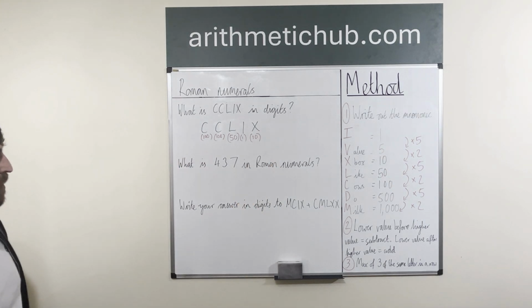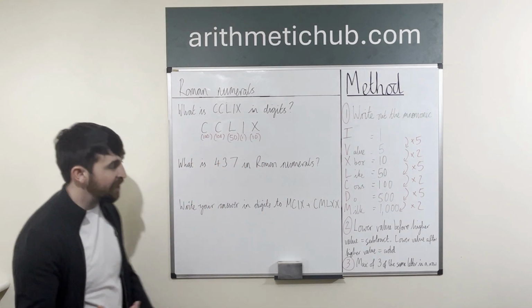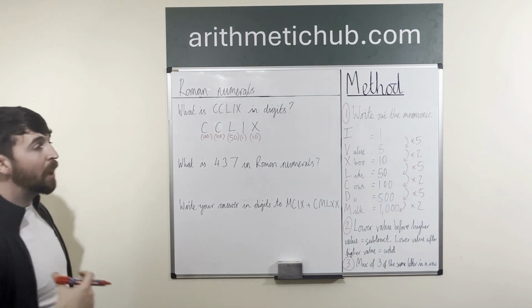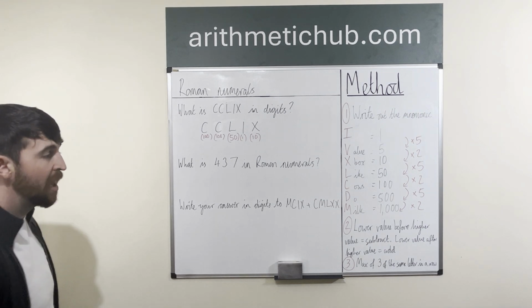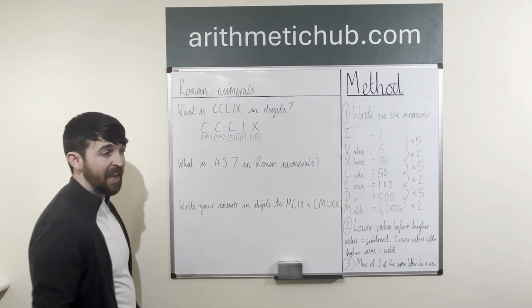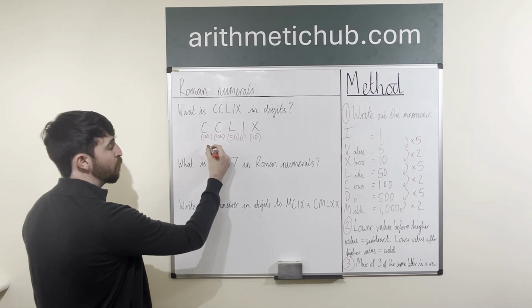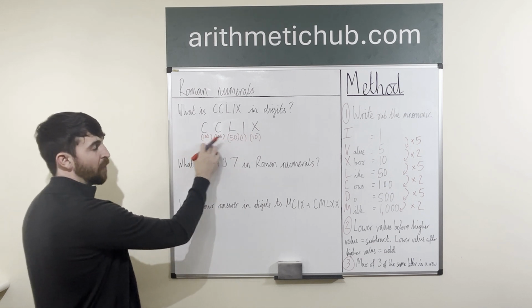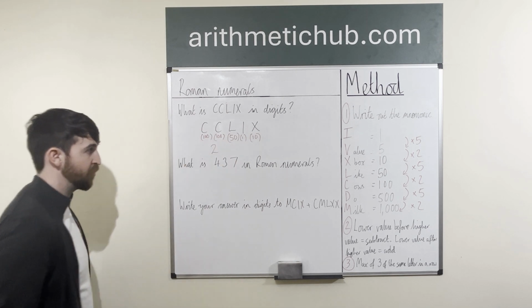But we're not saying that the number is 100, 100, 50, 1, 10, because that doesn't make any sense. So we're looking for these patterns. If it's a lower value before the higher value, we subtract. If it's a lower value after the higher value, then we add. If the values are the same, then we just add them together. So we've got 2 hundreds here. So we know all of our hundreds are here. We've got 2 hundreds. So 2 in the hundreds.